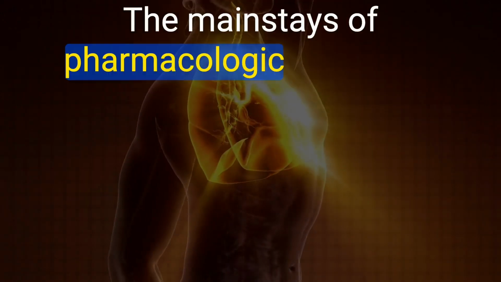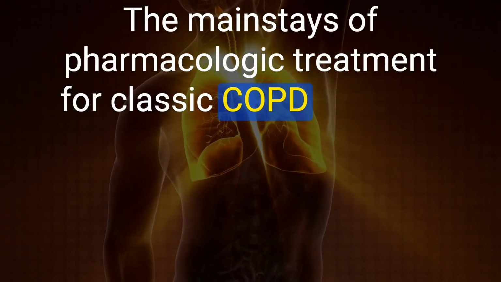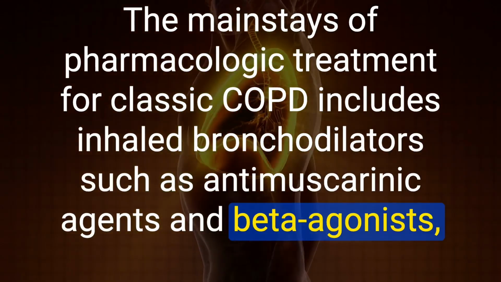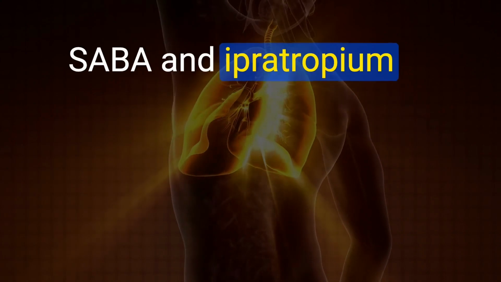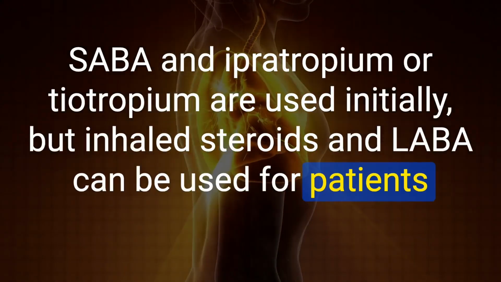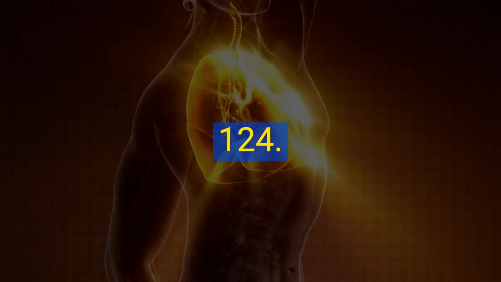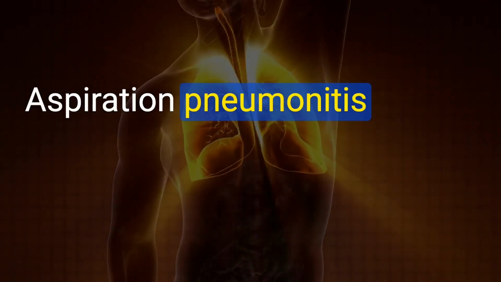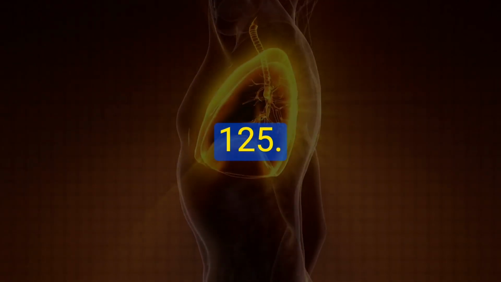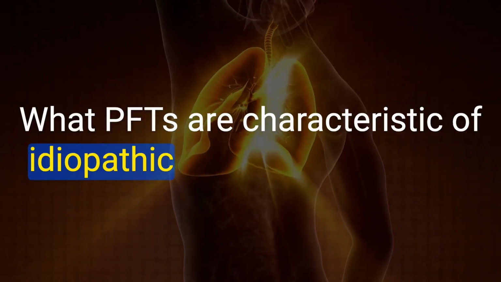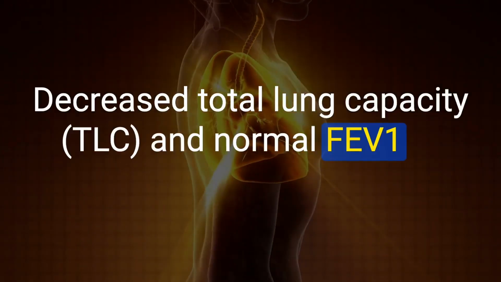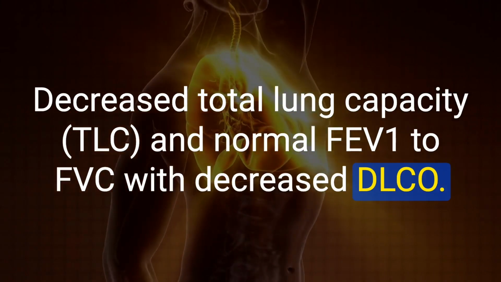123. The mainstays of pharmacologic treatment for classic COPD include inhaled bronchodilators such as antimuscarinic agents and beta agonists, and inhaled steroids. SABA and ipratropium or tiotropium are used initially, but inhaled steroids and LABA can be used for patients with more severe COPD. 124. Aspiration pneumonitis occurs hours after an aspiration event and the treatment is supportive. 125. What PFTs are characteristic of idiopathic pulmonary fibrosis? Decreased total lung capacity and normal FEV1 to FVC ratio with decreased DLCO.